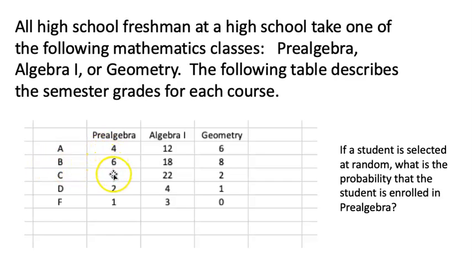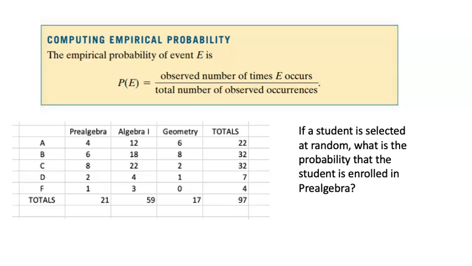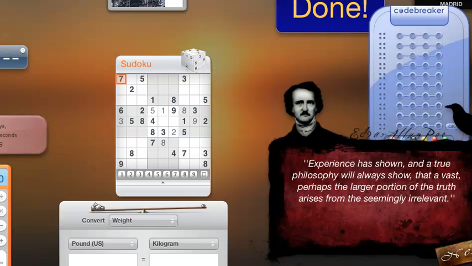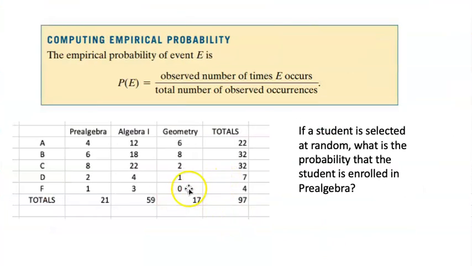4 plus 6 is 10, plus 8 is 18, plus 2 is 20, plus 1 more is 21. So we're still thinking winners divided by total. So 21 winners, 21 students in pre-algebra divided by the whole group, whatever that is. Now, I've actually totaled those here. So you can see indeed we have 21 in pre-algebra. We have 59 in algebra 1, 17 in algebra 2, 97 students total.